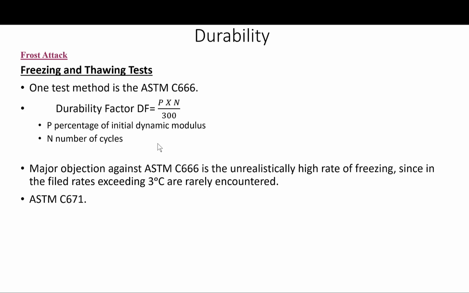Then, based on that, a durability factor is calculated according to this equation: P times N over 300. P is the percentage of initial dynamic modulus, and N is the number of cycles. Okay?